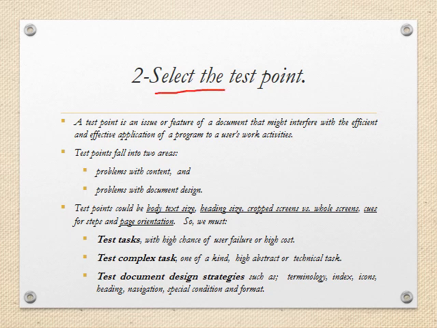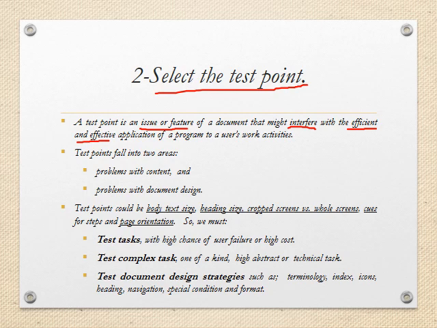Guideline number 2, select the test point. Since we do not have time to test all the procedures or all the features in our document, we have to decide what kind of test point or what kind of issues we need to test. A test point is an issue or feature of a document that might interfere with the efficient and effective application of a program to the user work activities.